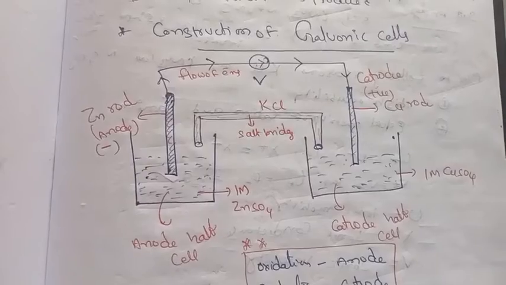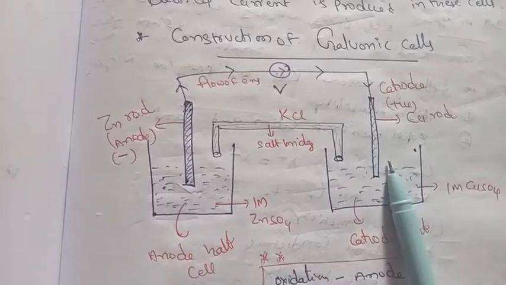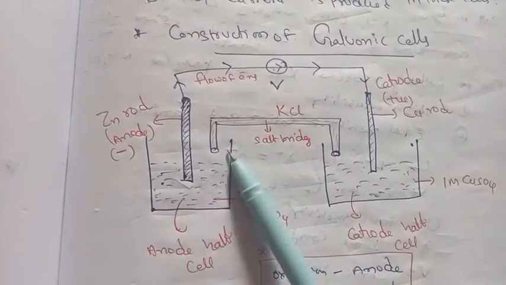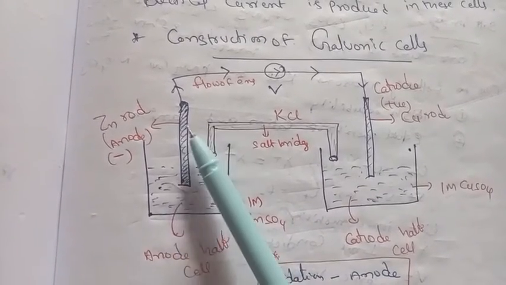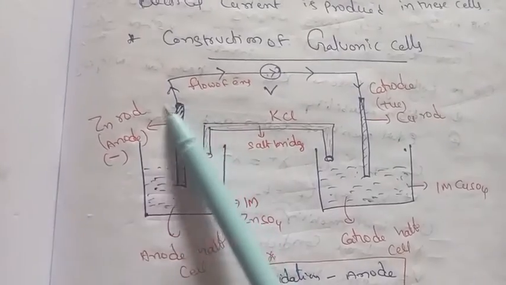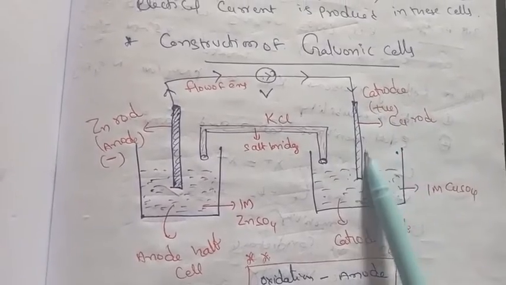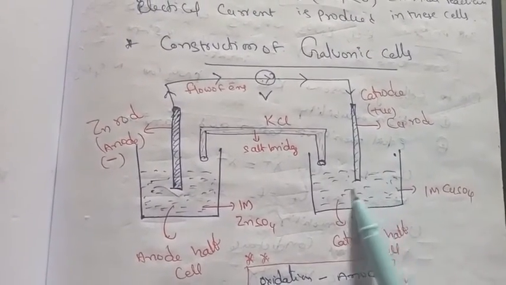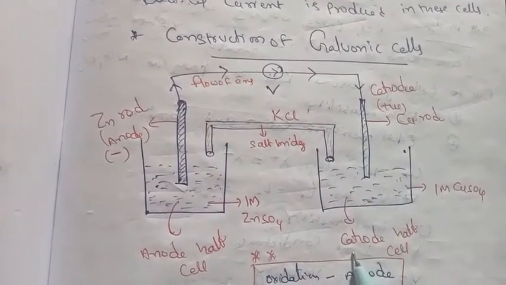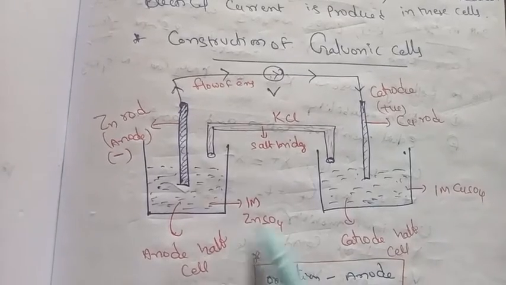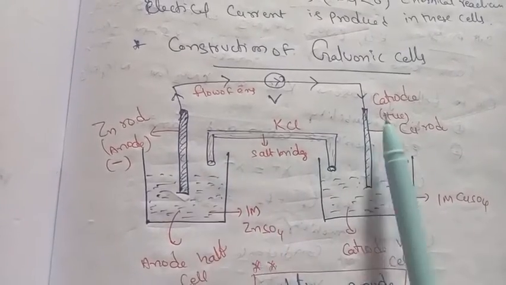You can see there are two compartments. One is the anodic compartment, another one is the cathodic compartment. The anodic compartment contains 1 molar zinc sulfate solution with a zinc rod dipped in it, which acts as the anode. The other compartment, the cathodic compartment, has a copper rod dipped in 1 molar copper sulfate solution, and this is the other half cell. So this is the anode and this is the cathode.